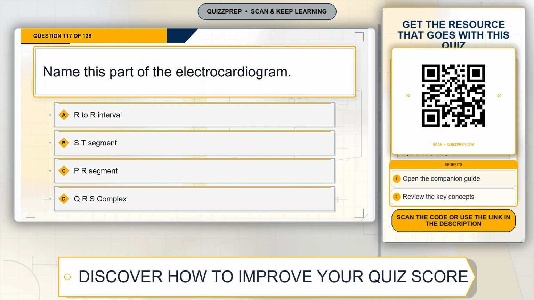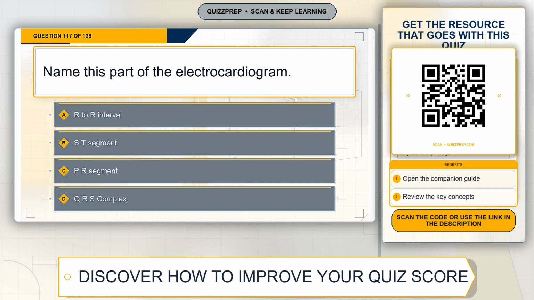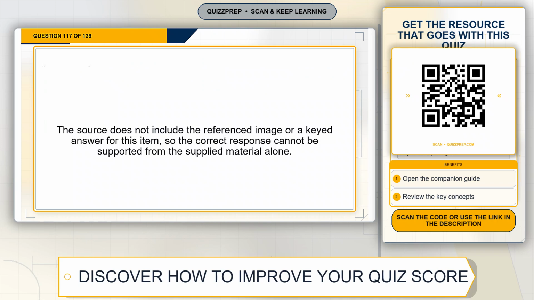Question 117. Name this part of the electrocardiogram. Option A, R-to-R interval. Option B, ST segment. Option C, PR segment. Option D, QRS complex. The correct answer is now shown. Explanation. The source does not include the referenced image or a keyed answer for this item, so the correct response cannot be supported from the supplied material alone.